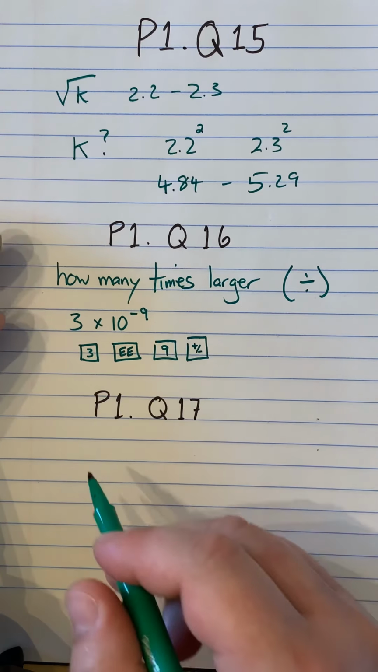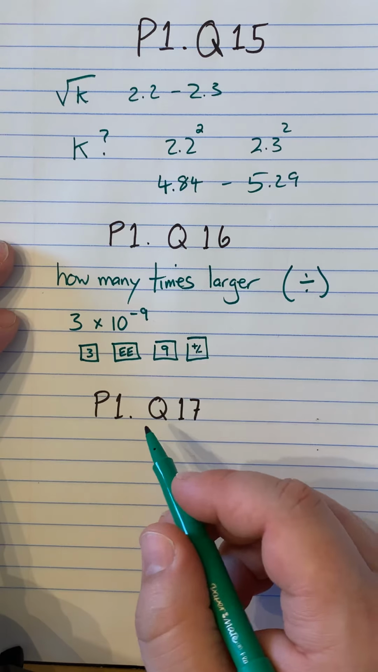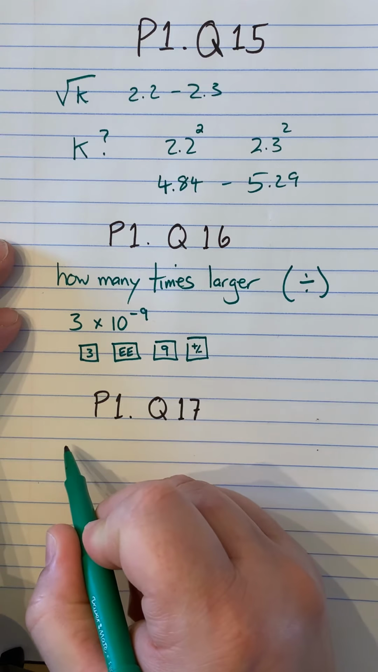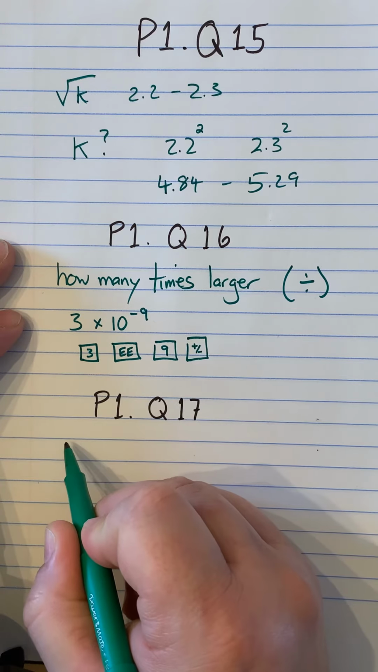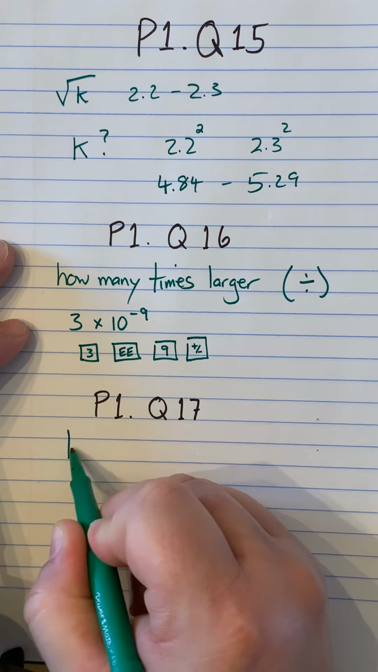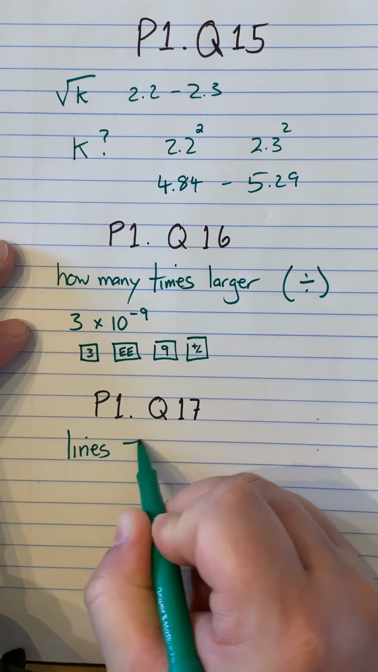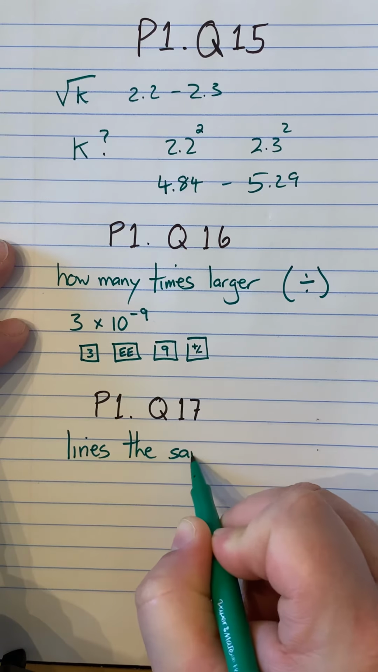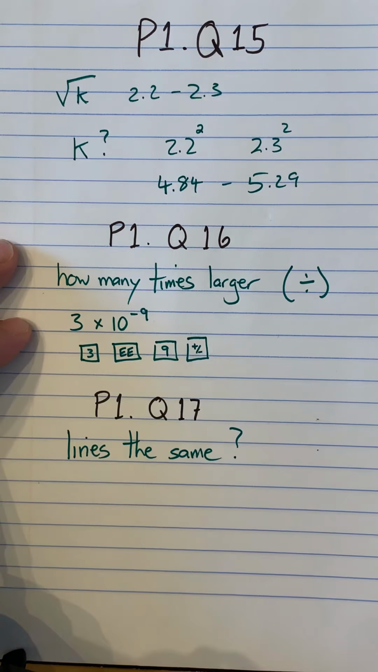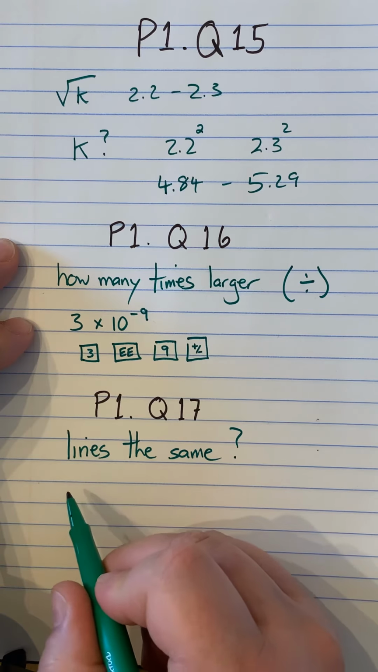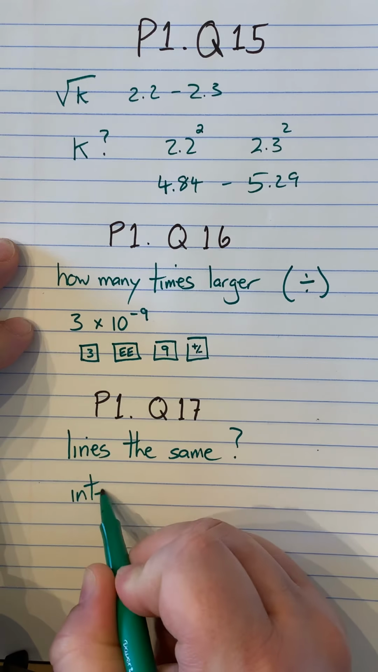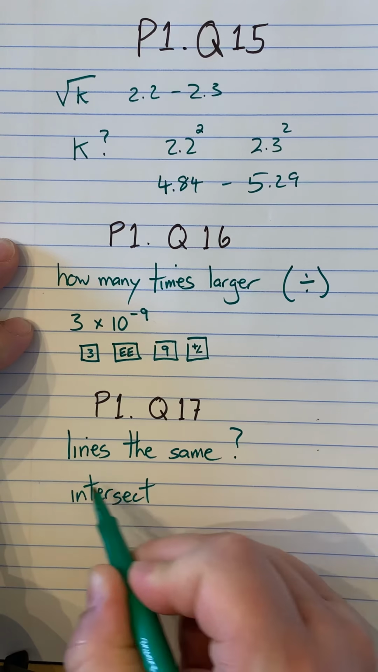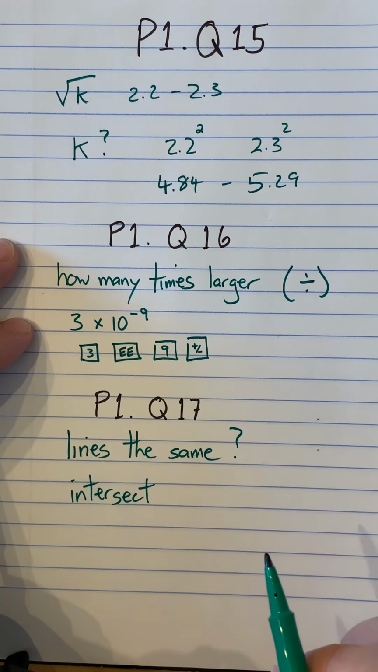Okay? Number 17 is talking about a system of equations, and we want to know where the two equations are the same. We want to know where are the lines the same. So where are they the same? Well, the most obvious place where these two lines will be the same is where they intersect. Okay? So you need to look at the graph that they give you and see where the two lines intersect.